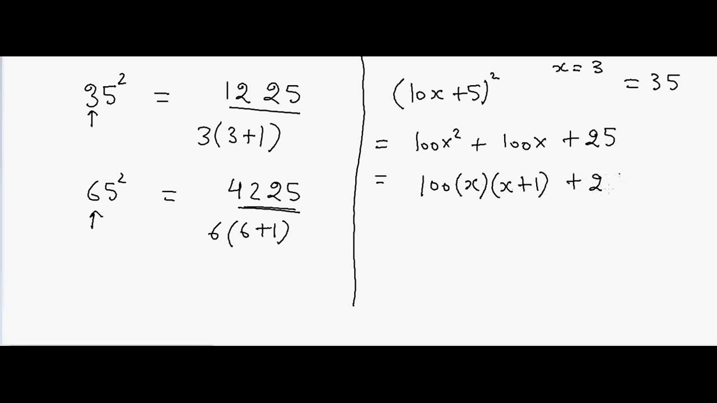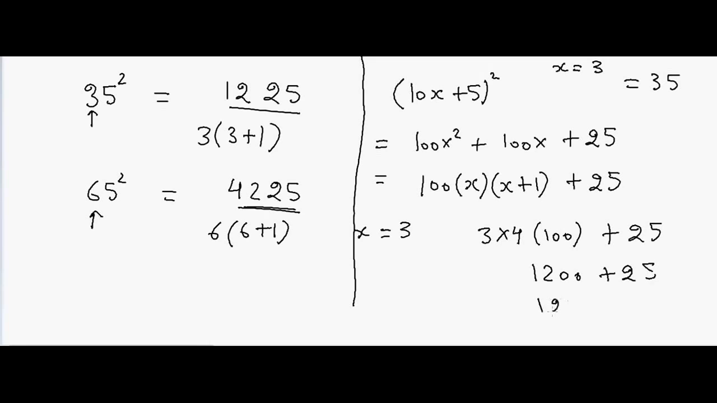If we solve this, that will be equal to 100 into x into x plus 1 plus 25. As you can see, we are taking the first digit and multiplying it by the number one more than it, multiplying by 100, and then adding a 25. So here, if x is equal to 3, we'll get 3 into 4 into 100 plus 25. That will give me 1200 plus 25, so we'll get 1225.